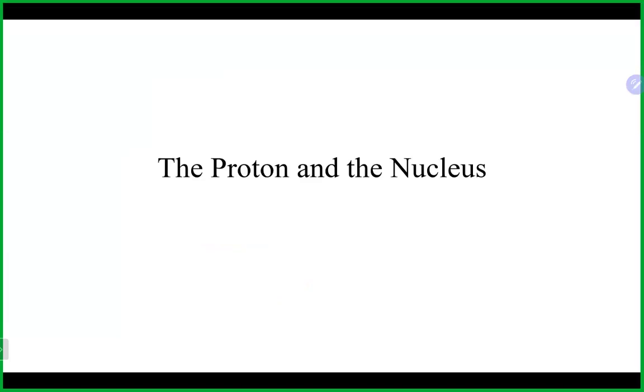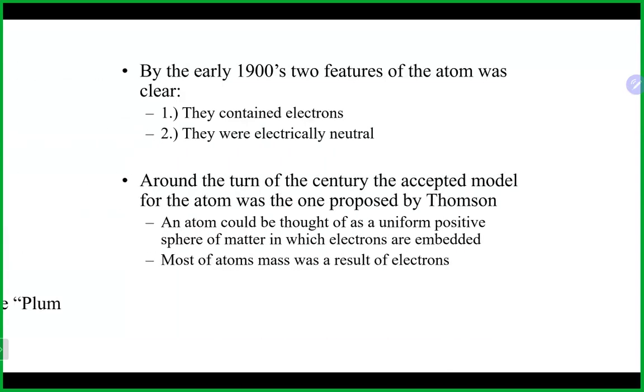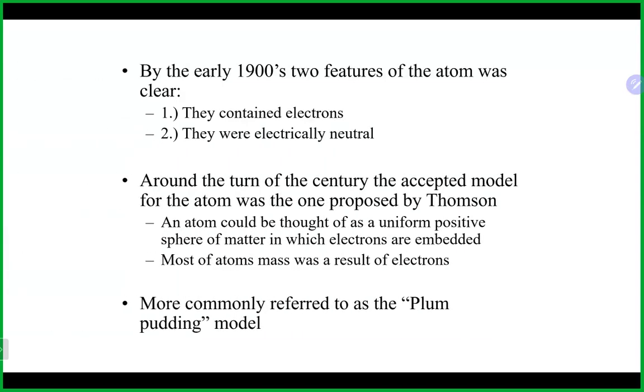So at this point, based on what had happened by the early 1900s, there were a couple of features of the atom that were known. They knew from these previous experiments that atoms contain electrons, which obviously are negatively charged. The other thing they knew was that the atom was electrically neutral, which means if atoms do for sure contain negatively charged electrons, they must also contain something that is positively charged to balance it out so that it is neutral.